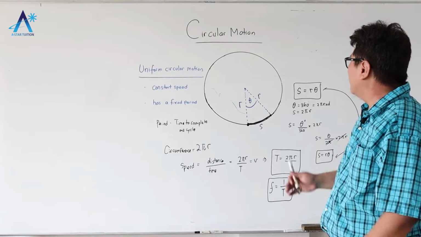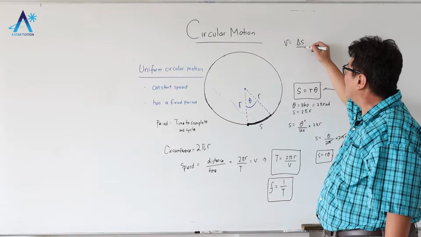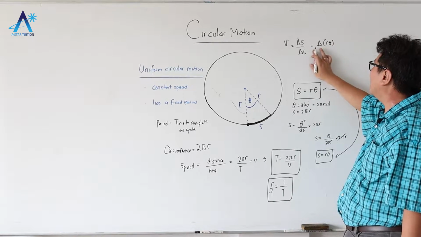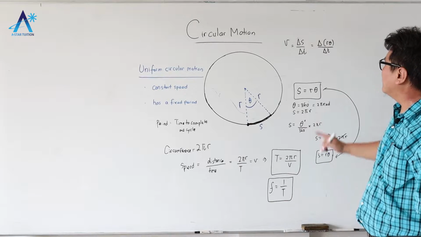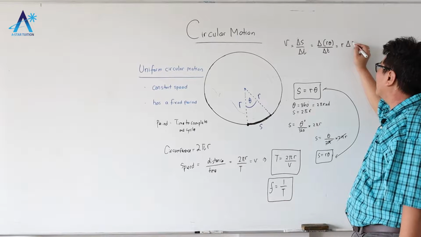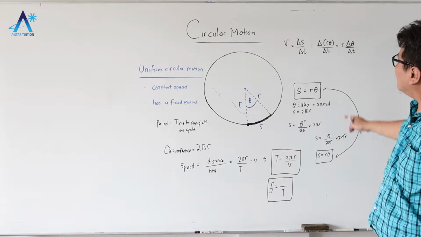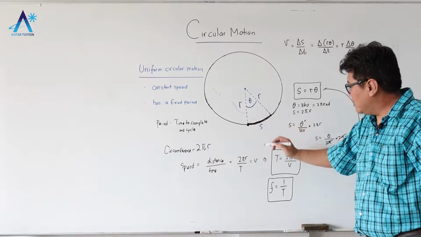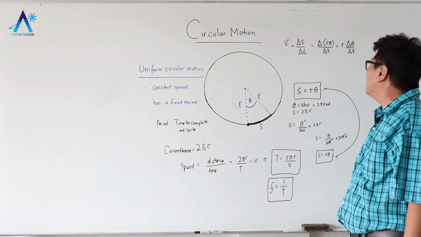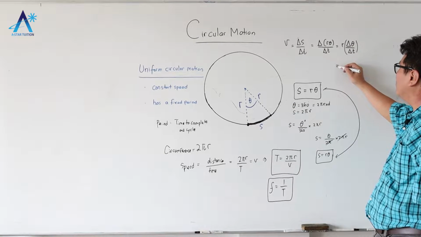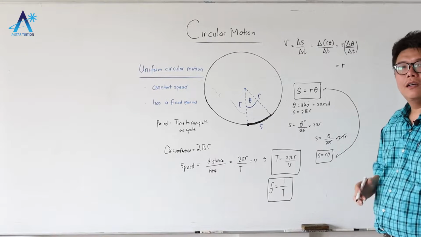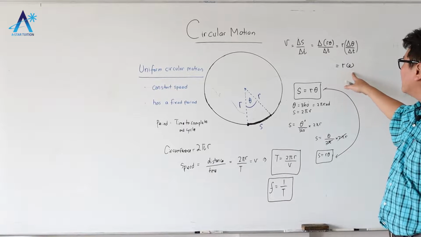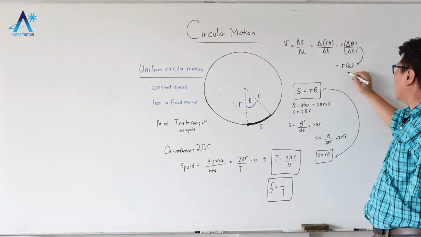Now the speed here is the rate of change of the distance traveled, so v is equal to delta s over delta t. But s is r theta, so this is r times theta over delta t. However, if the radius is fixed, we can pull it out and write it as r times delta theta over delta t. Delta theta over delta t is the rate of change of the angle, the angle covered when the particle is moving circularly. Now, this quantity has its own name, and we call it the angular velocity or angular speed, and it has a symbol of omega. It looks like w, but actually this is a Greek letter omega. So delta theta over delta t is the angular speed.